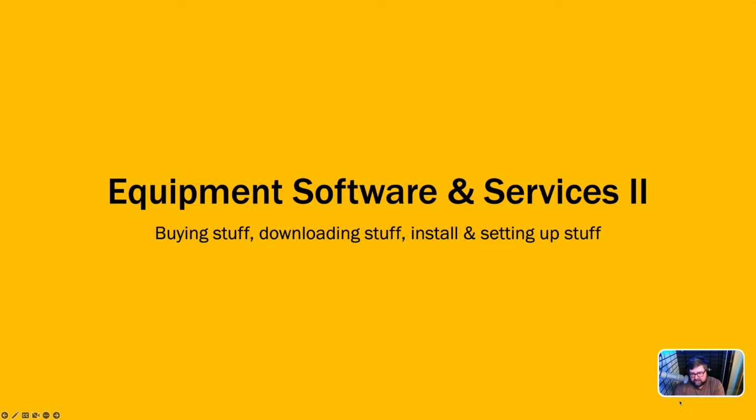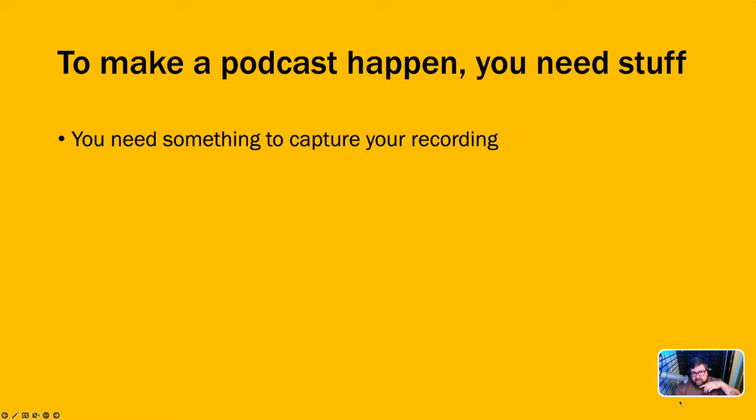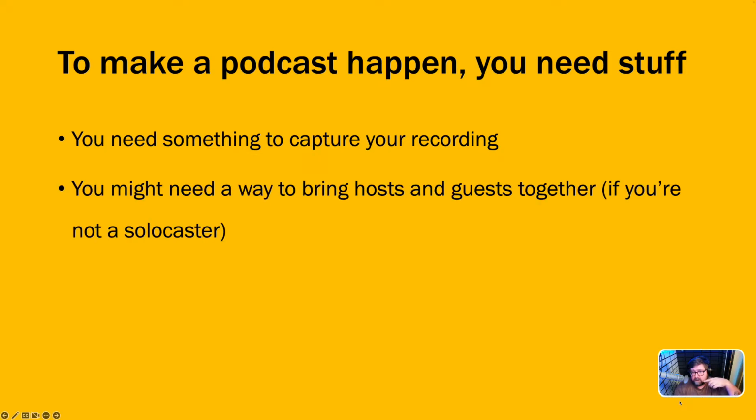Buying stuff, downloading stuff, and still with no ing, install and setting up stuff. To make a podcast happen, you need stuff. We already went over some of the physical stuff. Now we have to go over the less physical stuff, the virtual stuff. You need something to capture your recording. Part of that is your microphone. The other part of it is recording software. You might need a way to bring hosts and guests together if you're not a solo caster.